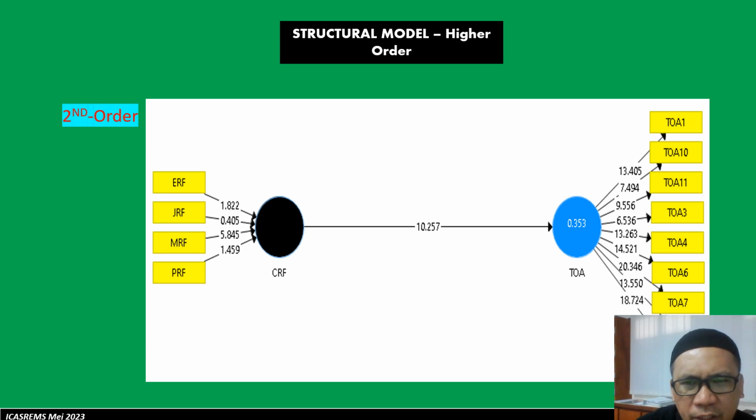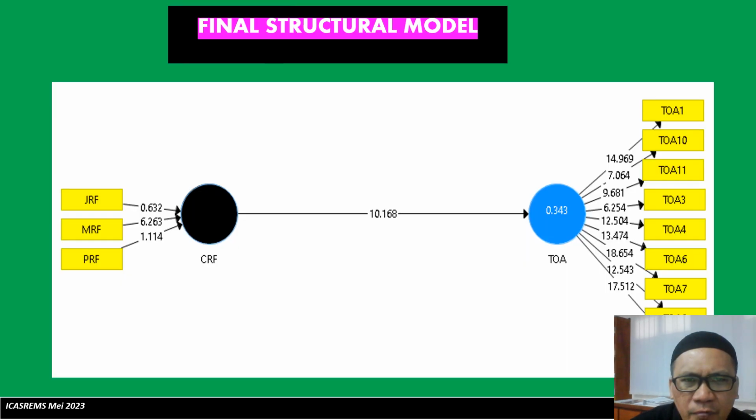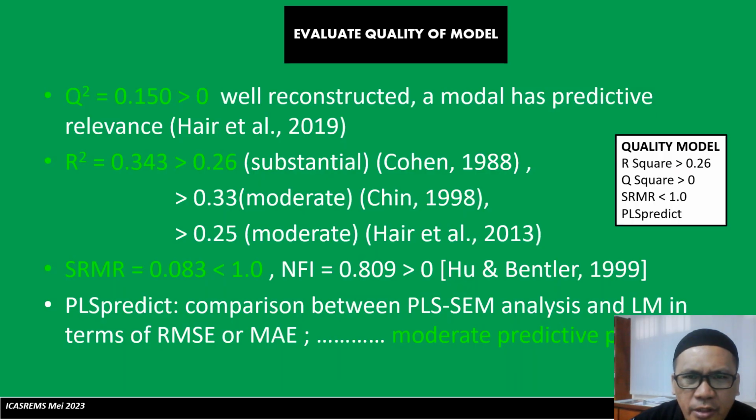To reduce the insignificant results, we need to run the analysis for the structural model using a higher order. After we run the higher order, we get the result: only one insignificant. Finally, this is the structural model for this research. So here shows the evaluation of quality of the model. You can see all the indicators fulfill the requirement for the quality of the model.